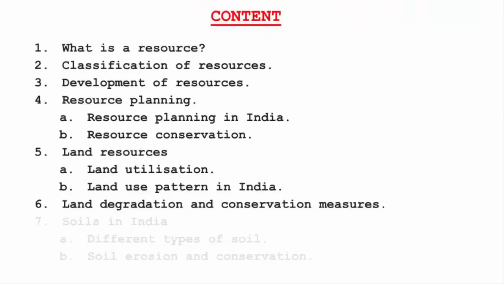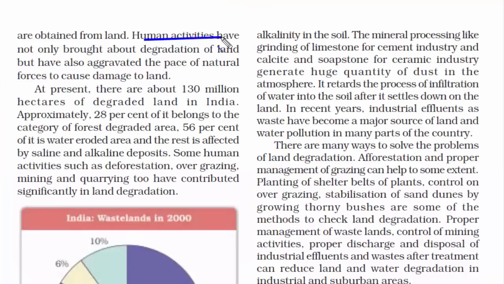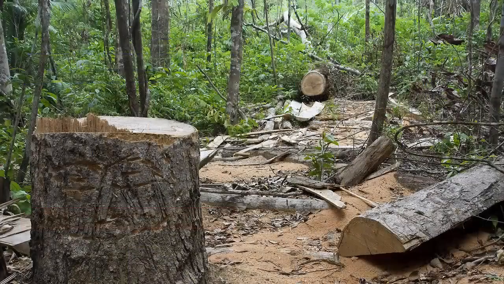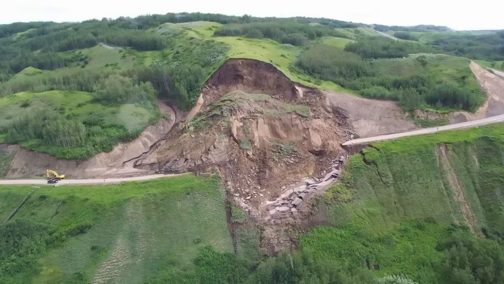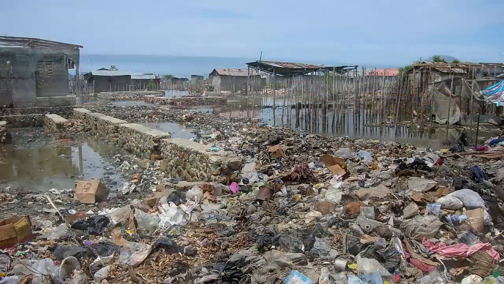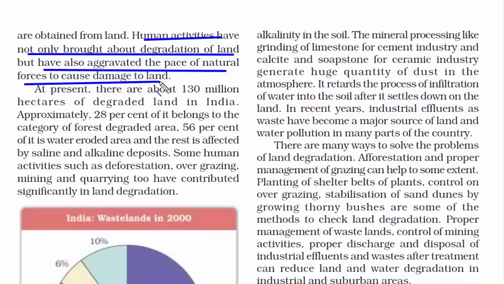The next topic is land degradation and conservation measures. So this is a topic about how lands in India are getting degraded and what are the measures that we are taking to conserve it. You see how human activities have brought degradation of land. Some of the degradation is direct and some is indirect. For example, cutting the trees in a forest is a direct cause of degradation of land because it can cause landslides and other natural calamities. Similarly, dumping industrial waste on a flat land or a river causes damage to the soil and hence affects the quality of agriculture produced on that land.